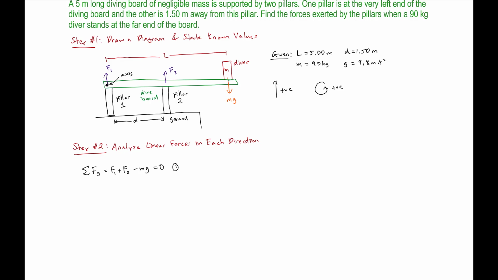Step number 3, we need to analyze torque. Let's analyze the torque. We do know that the net torque is also going to have to be 0 for static equilibrium. So we have the total sum of our torque.